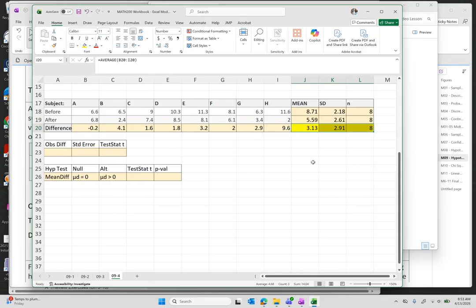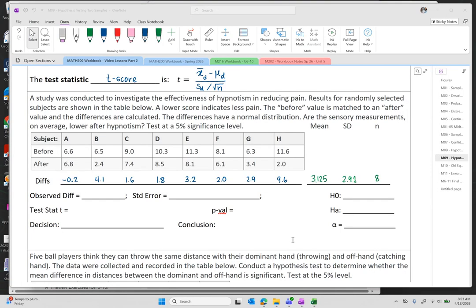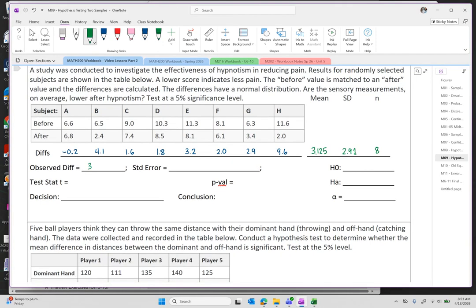So let's fill out our notes with these values. The observed difference is the 3.125, which is the sample mean of the differences. And the standard error will be the s that we found divided by the square root of n. So it will be the 2.91 divided by the square root of 8. And I'm going to try to do that in Excel.